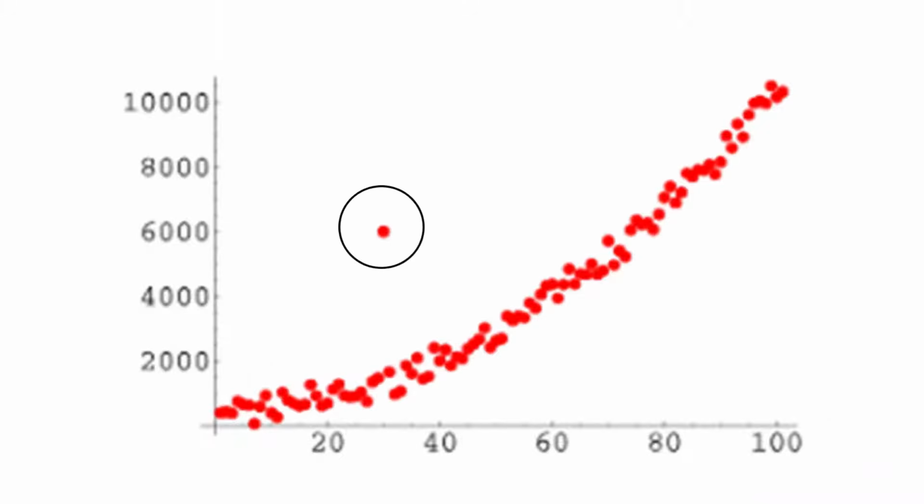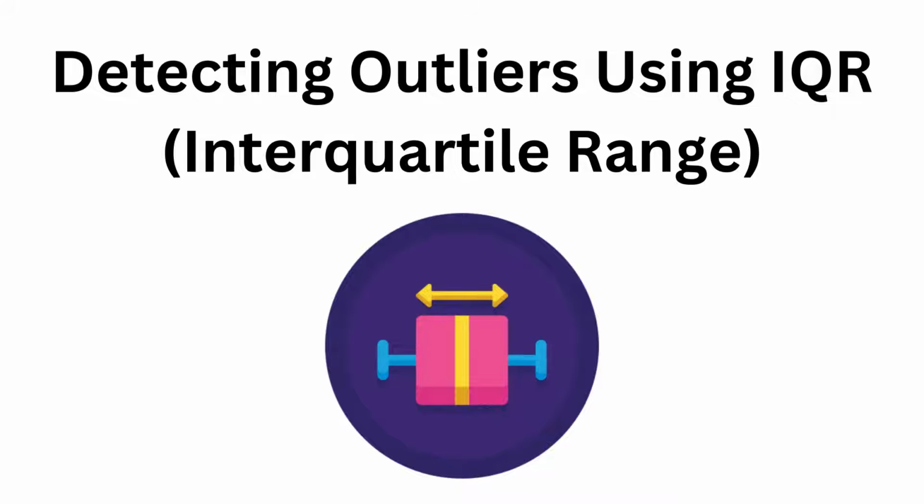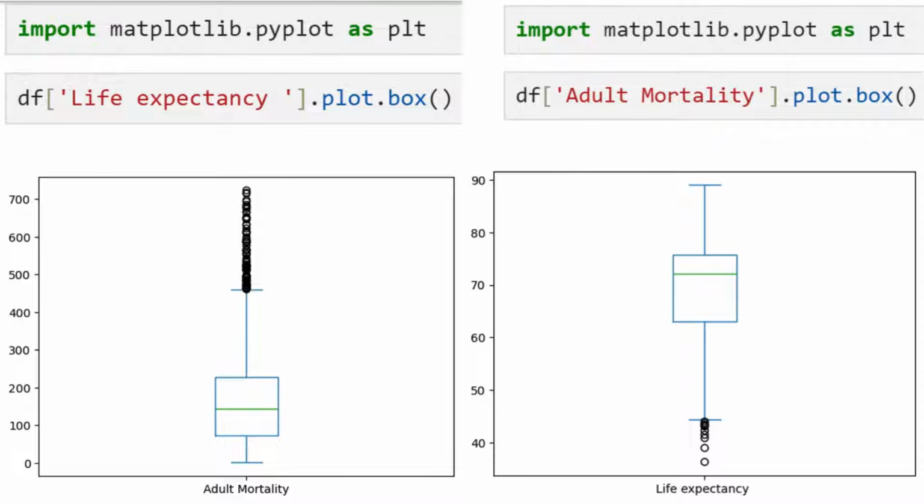Next, we will discuss how to detect the outliers. One of the most common methods to detect outliers is using the interquartile range. The IQR is the range between the first quartile and the third quartile. Any data point that falls below this boundary is considered as an outlier.